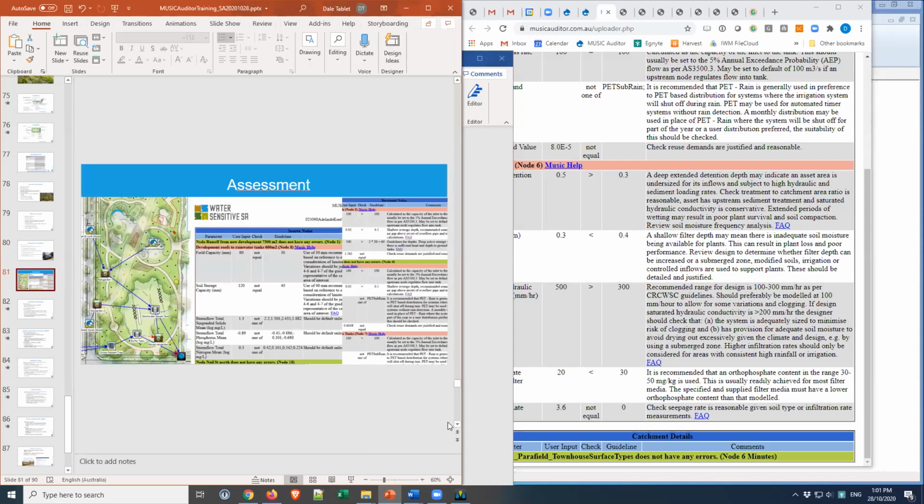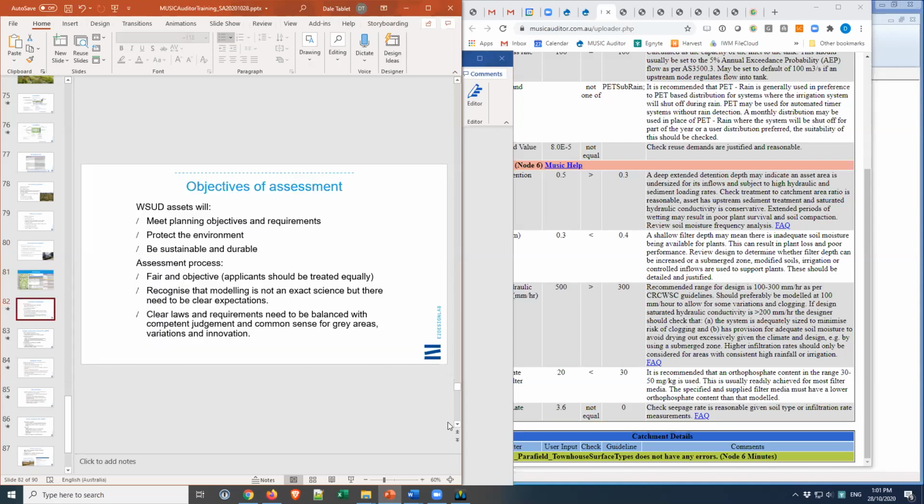I thought it useful just to talk more broadly about assessment, in wrapping up the session. It's worth saying, well, why are we here? What are we looking for? Really what you want in assessing a MUSIC model is to satisfy yourself that it's going to meet all the planning objectives and requirements that are set, the 80, 65, 45, etc., 60, 45, sorry. That the systems are actually going to effectively protect the environment into the future, that they're sustainable and durable. There's no point in having ticked the box on the MUSIC model, but you've designed something that we all know is going to fail. At the end of the day, we need assets that are going to work and that are going to last into the future.